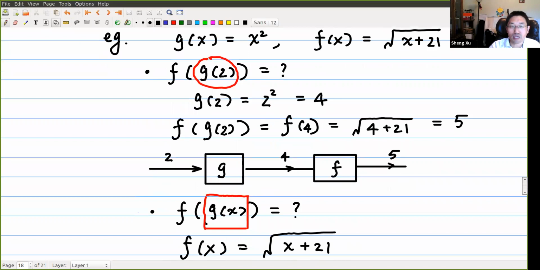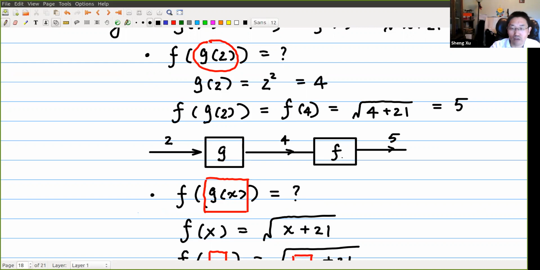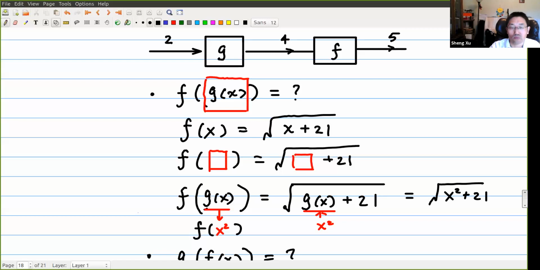Now, in this case, 2 is the input of g, I get 4, and 4 as the input to f, you get a 5. So if I ask you, what is f of g(x)? f(x) is equal to the square root of x plus 21. Remember that this x is a placeholder. For f of whatever thing, you just put that thing at the location of x. Now g(x) is just a number written in this funny way, so you put this number into that placeholder: the square root of g(x) plus 21. Now what is g(x) really? g(x) is x squared. So f of g(x) is f of x squared, which is the square root of x squared plus 21.